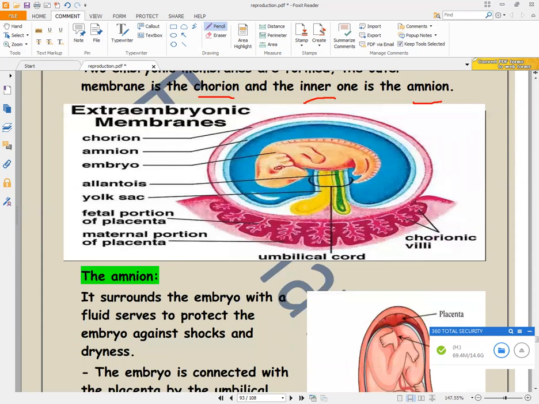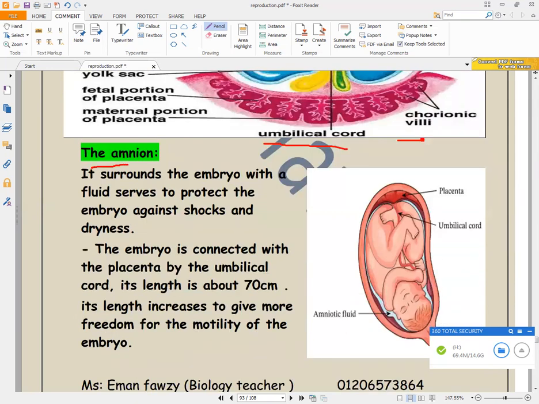You also have to know that if you look here, you will find the membrane, okay? That membrane can attach to his or her mother by what? By the umbilical cord, okay? And you have here the chorion, okay? And I have here what? The amnion, okay? So the first one will be the amnion. Amnion surrounds the embryo with fluid. If you look here, you will find the amniotic fluid. The amniotic fluid serves in what? In the protection of the embryo against shocks and also dryness.